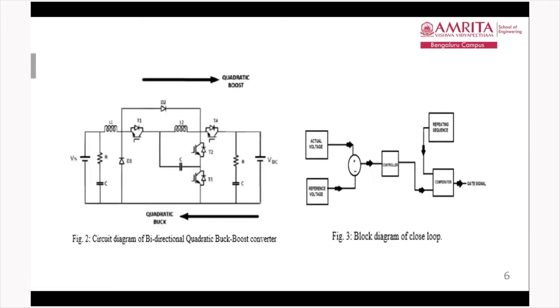This is the circuit diagram of the buck boost converter. It consists of two inductors, four switches T1, T2, T3, and T4, two diodes, and an RC circuit on both the input and output side. On the right hand side is the block diagram of the closed loop.